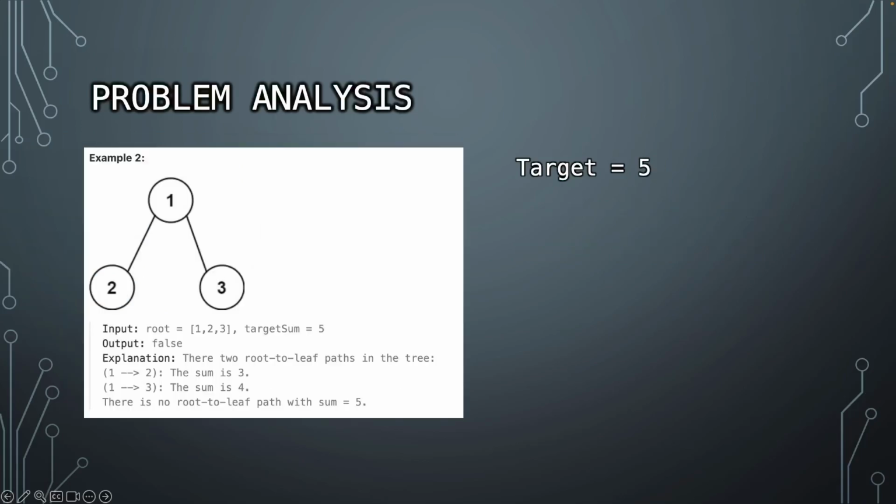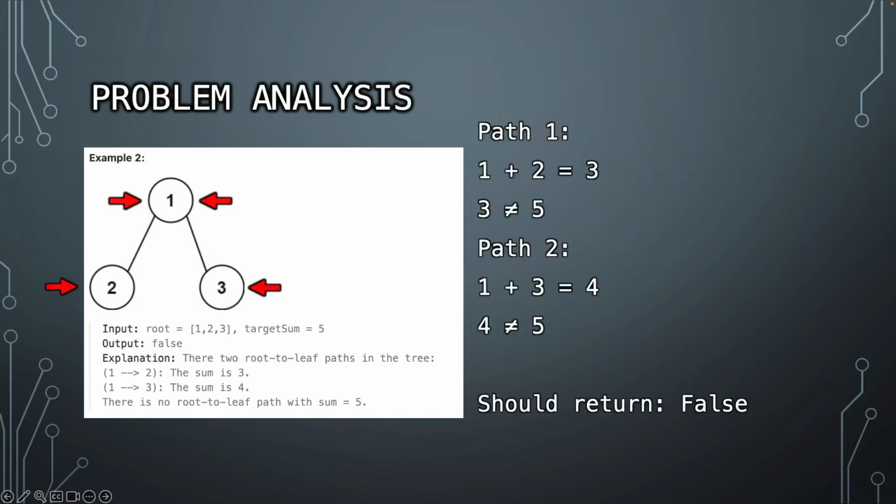In this example, we are given that target sum equals 5. One possible root to leaf path is 1 and 2, or 1 and 3. The sum of either path does not equal 5, so false should be returned.